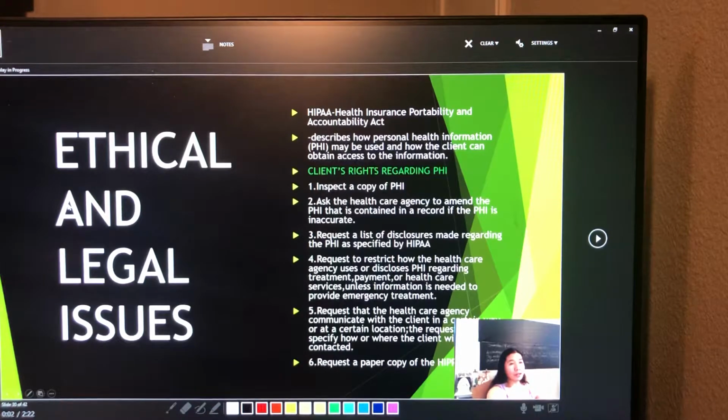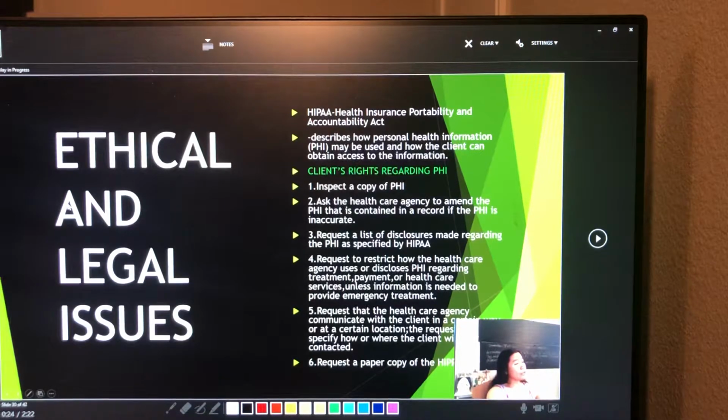We are still under ethical and legal issues. I will discuss the Health Insurance Portability and Accountability Act, or HIPAA. It describes how personal health information may be used and how the client can obtain access to the information.